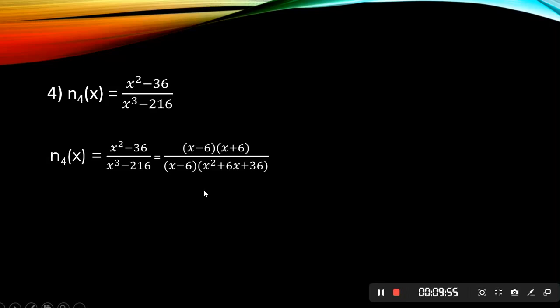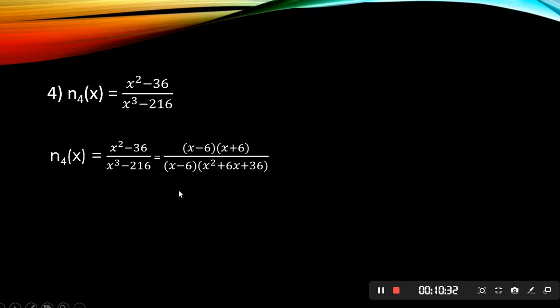Then I want to find the domain. I have here x minus 6 and x power 2 plus 6x plus 36. When I check with the calculator to factorize this bracket, I will find that this cannot be factorized. There is no real roots for this trinomial. So this doesn't belong to R. And the set of zeros here is just 6.